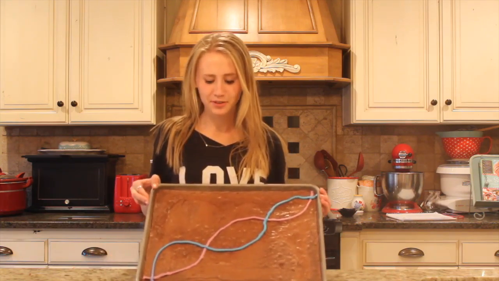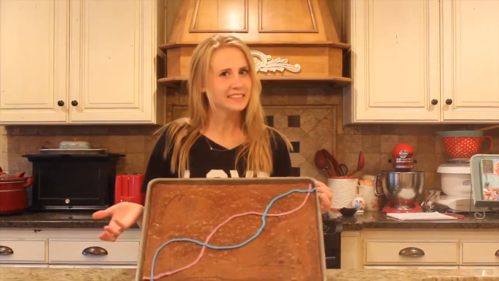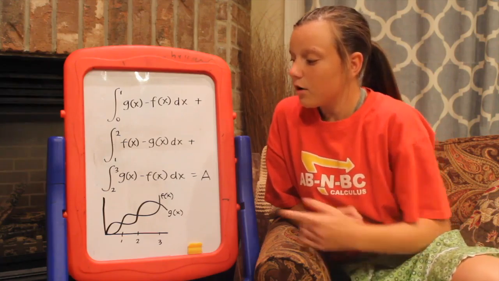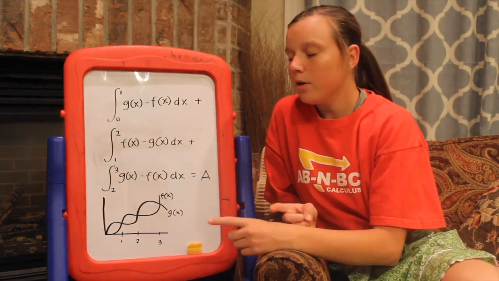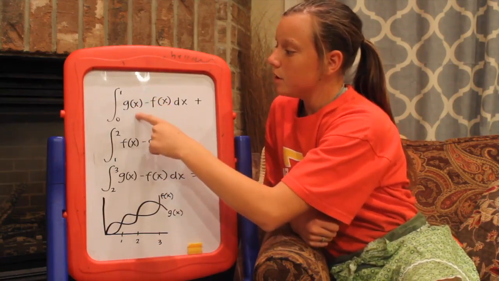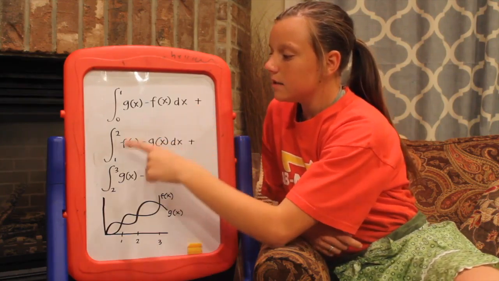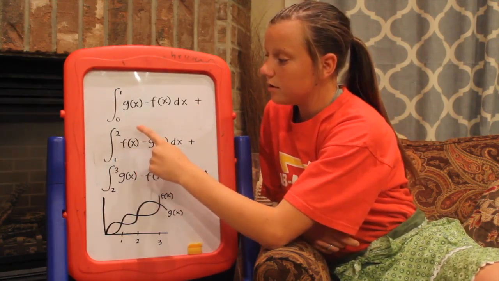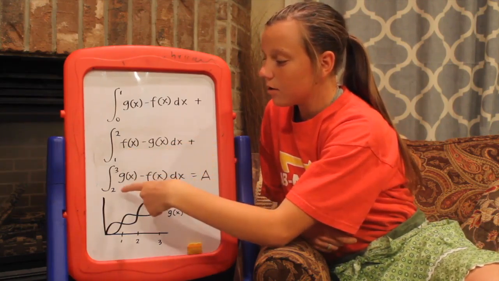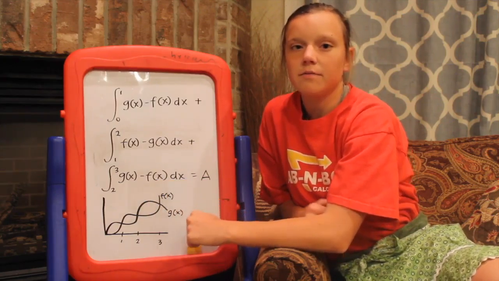What happens when your top curve becomes your bottom curve and then becomes your top curve again? Thanks, Liv. Good question. So when the curves are switching from bottom to top, you're going to split the integral. So from 0 to 1, we have g of x minus f of x, because this is the top minus the bottom. You're going to add it to the integral from 1 to 2 of f of x minus g of x plus the integral from 2 to 3 of g of x minus f of x, and that's going to give you your area.